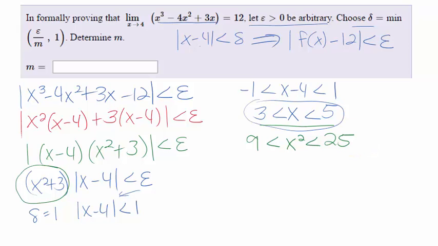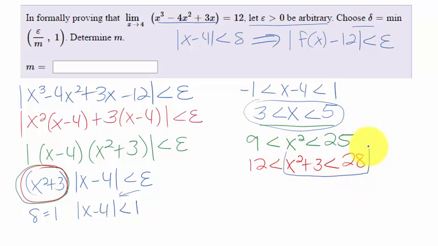And then the next thing I'm going to do is add 3 to everything. And the reason why is I'm trying to get the middle to look like this, because then I'd have a lower bound and an upper bound on x squared plus 3. So adding 3 to everything, I would have 12 is less than x squared plus 3 is less than 28. So now I have bounds for x squared plus 3. I'm only interested in an upper bound because I'm just interested in a number that I know this would be less than. And so I am going to replace this x squared plus 3 with 28.